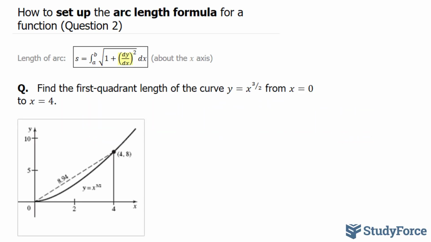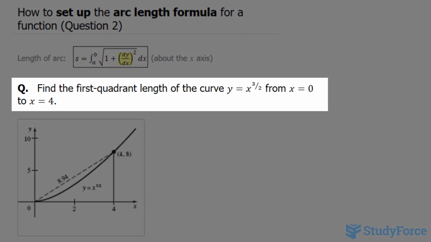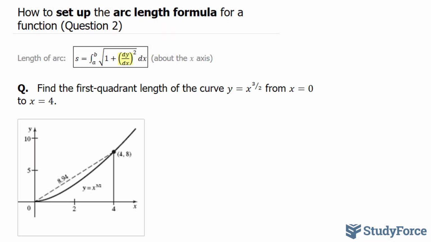In question 2 of this series, we're asked, find the first quadrant length of the curve y is equal to x to the power of 3 over 2 from x is equal to 0 to x is equal to 4. A graphical representation of this function is shown right here. And to do this problem, we have to use the following formula, the arc length formula. Let's go ahead and set it up.